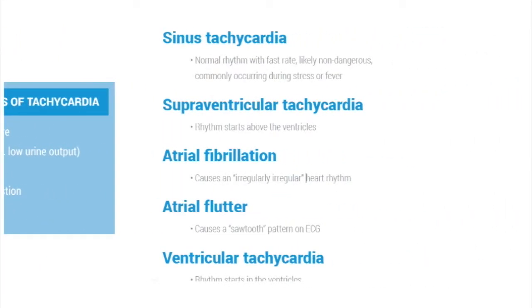There are 5 types of pediatric tachycardia. These include sinus tachycardia, supraventricular tachycardia, atrial fibrillation, atrial flutter, and ventricular tachycardia.